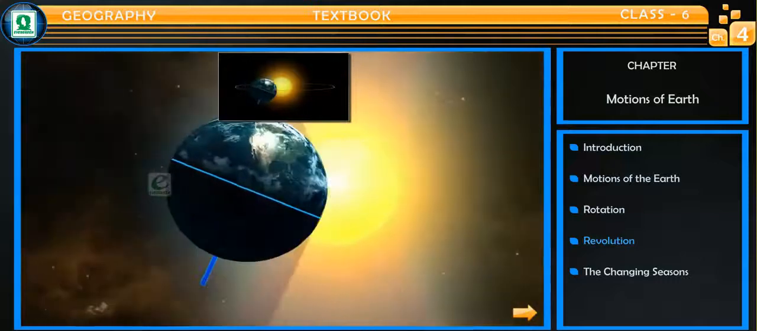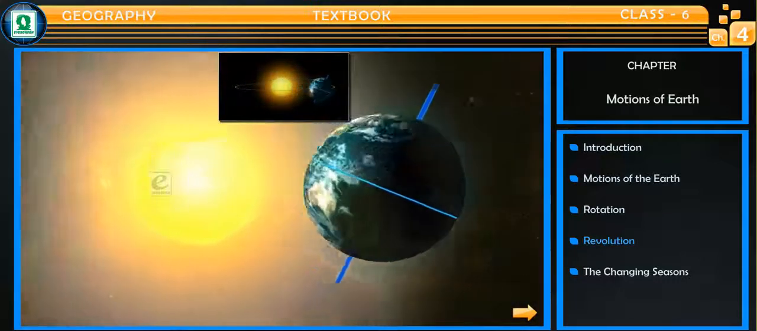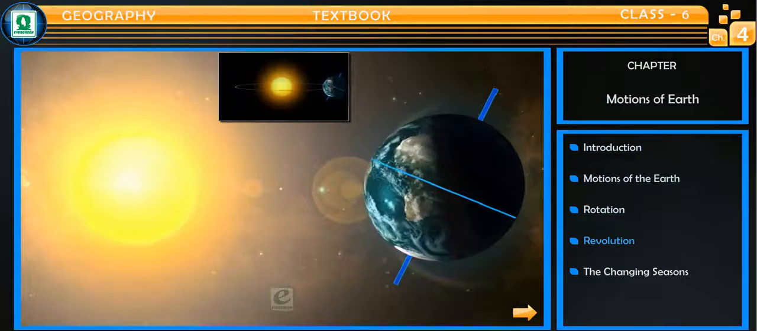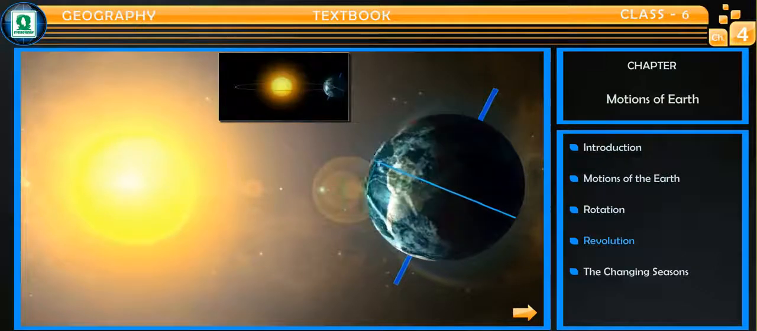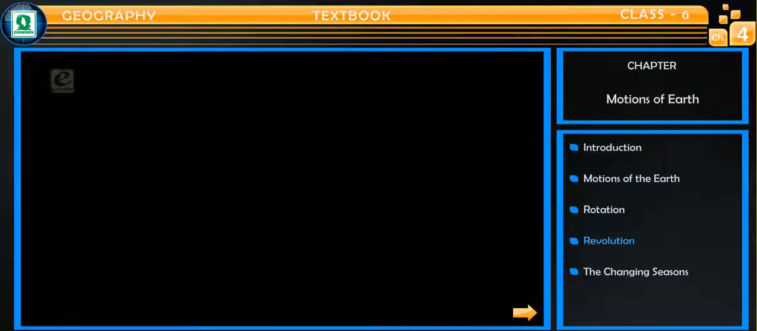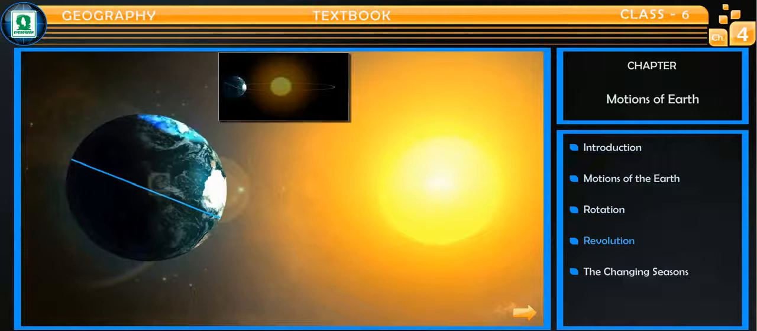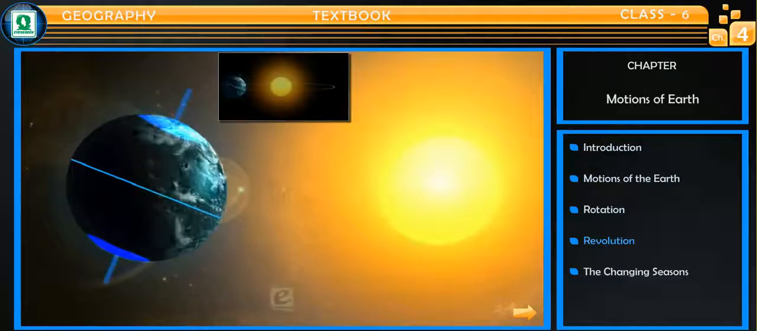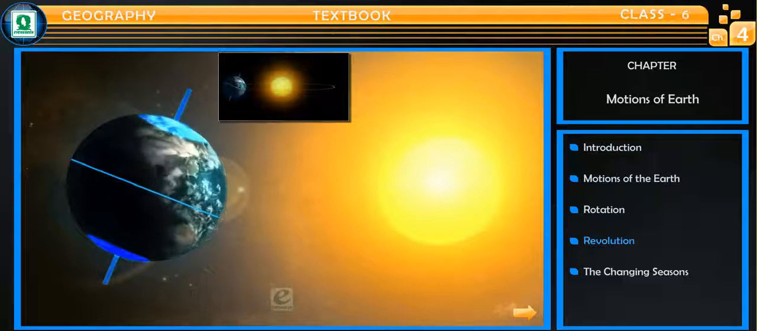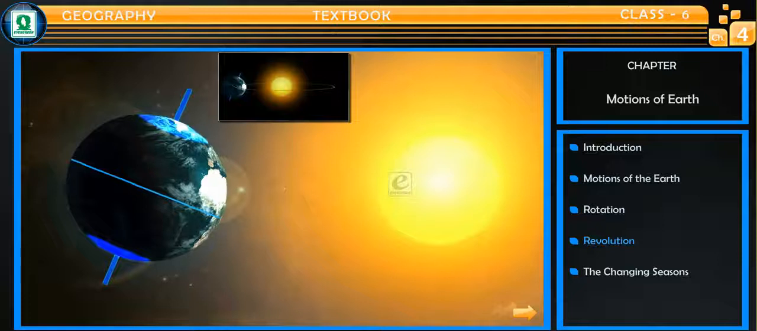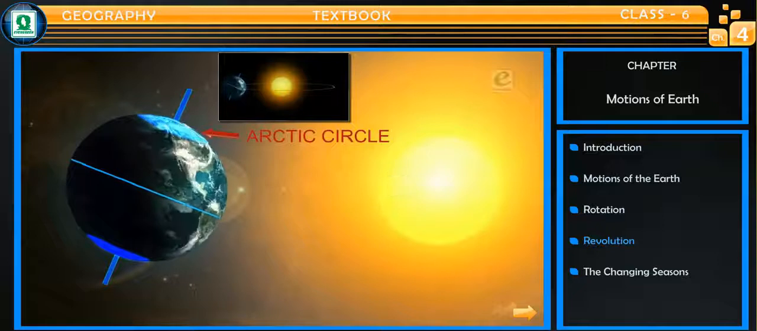During the following 6 months, the southern hemisphere is inclined towards the sun. Then the days in this hemisphere are longer. At this time, the northern hemisphere has shorter days. If we talk about Arctic and Antarctic Circle, then due to this inclination, these experience 6 months days and 6 months night.